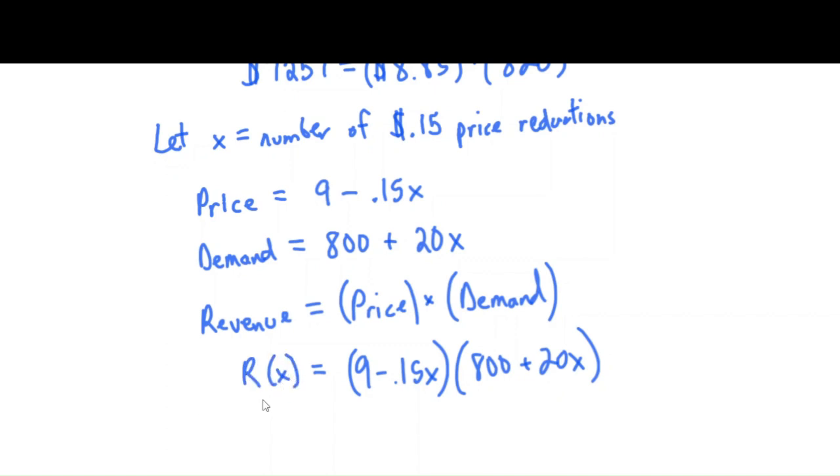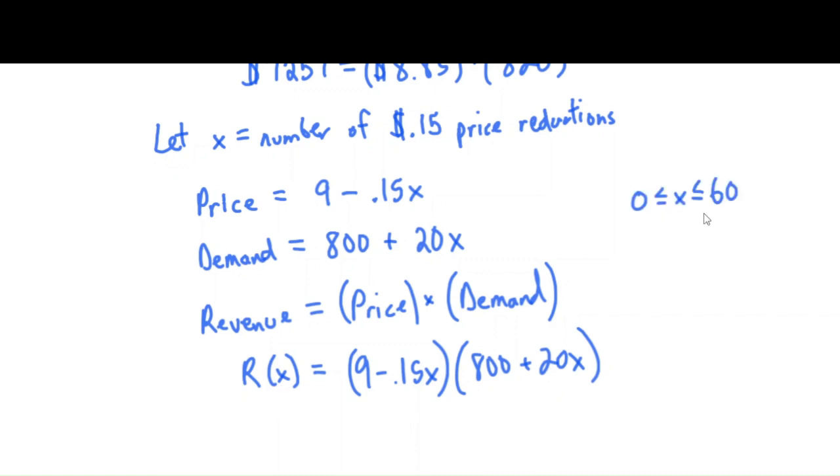Now, one thing I want to point out here is that in the previous example, we looked at an R of X. There, it was also dealing with revenue, but the X was not the number of price reductions in that case. The X was the number of units produced and sold. So here our X means something different than the previous problem. Here, our X is the number of 15-cent price reductions.